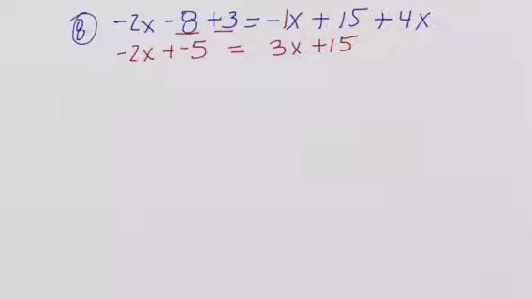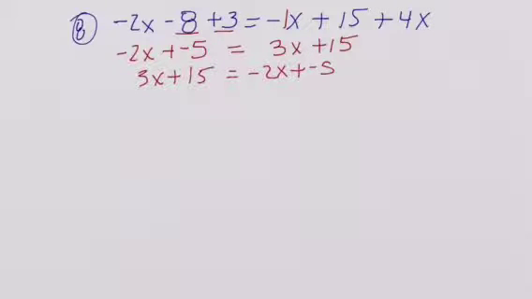Now that we only have one x term on each side, and we only have one number term on each side, now we can start asking our questions. Is the largest variable term on the left? It's not. So we're going to need to do the symmetrical property. 3x plus 15 is equal to negative 2x plus negative 5.